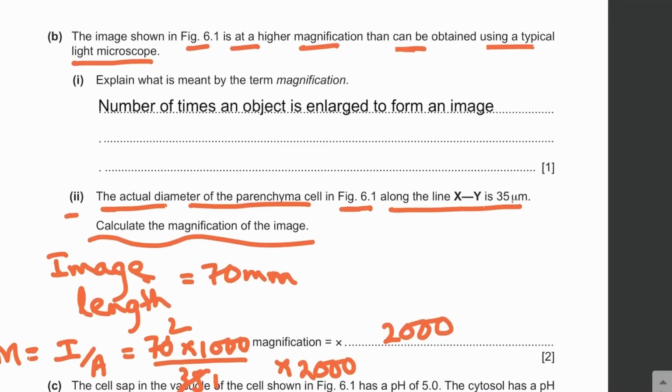Okay. So we are done with the major questions of paper 2 from microscopy, that is the part of cell structure, from AS Level Biology 9700.